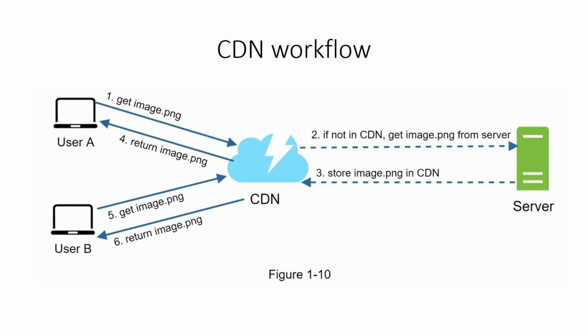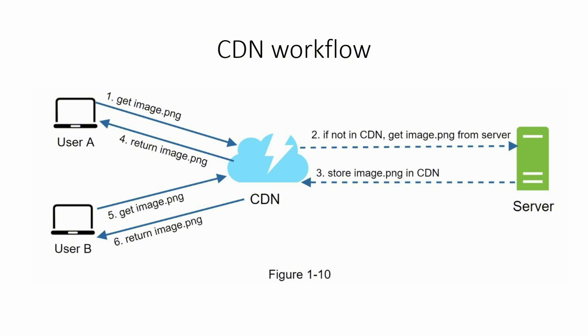Figure 1.10 demonstrates the CDN workflow. User A tries to get image.png by using an image URL. The URL domain is provided by the CDN provider. If the CDN server does not have image.png in the cache, the CDN server requests the file from the origin, which can be a web server or online storage like Amazon S3.